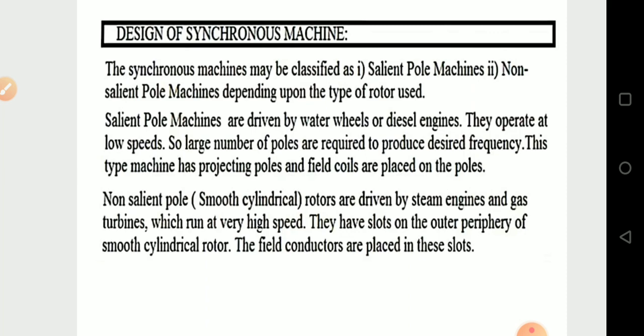On the other hand, non-salient pole machines are used for high speed applications. The rotors are driven by steam engines and gas turbines, which run at very high speed, and they have slots on the outer periphery of a smooth cylindrical rotor.